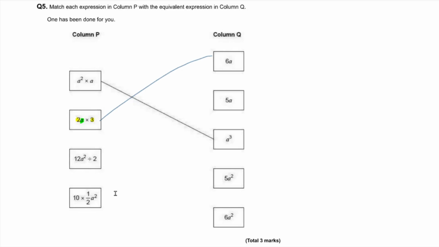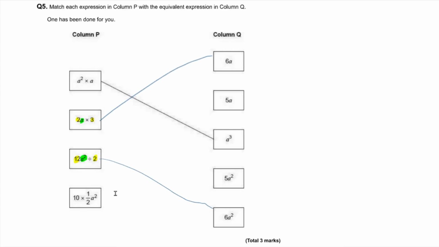12a squared divided by 2. Again, we've got our a squared, which is one type of thing, and then we've got 12 and 2. So I'm going to divide the 2 into the 12. 12 divided by 2 is 6. That's 6a squared then, isn't it? That's the one down here.